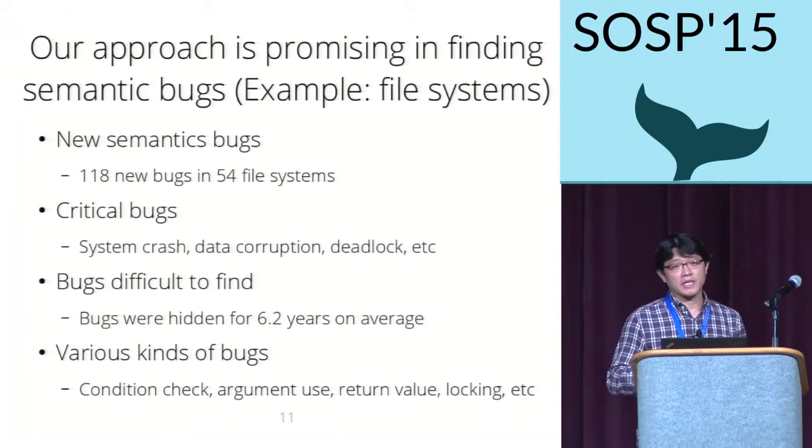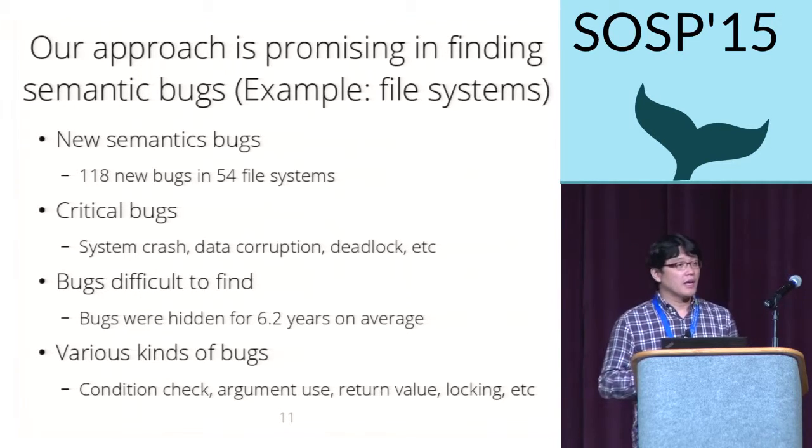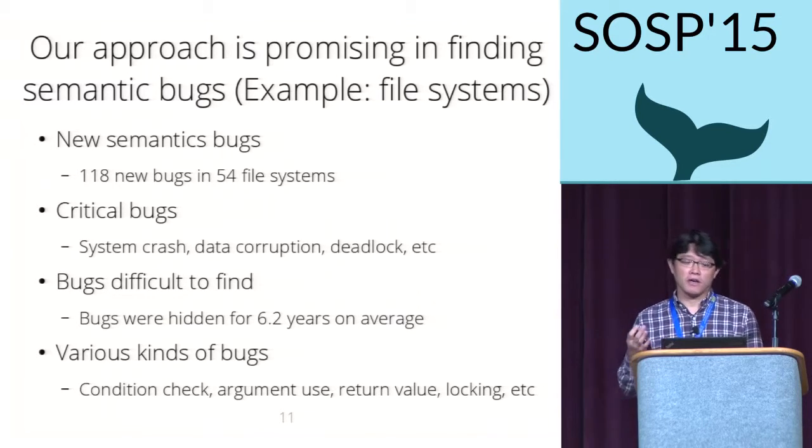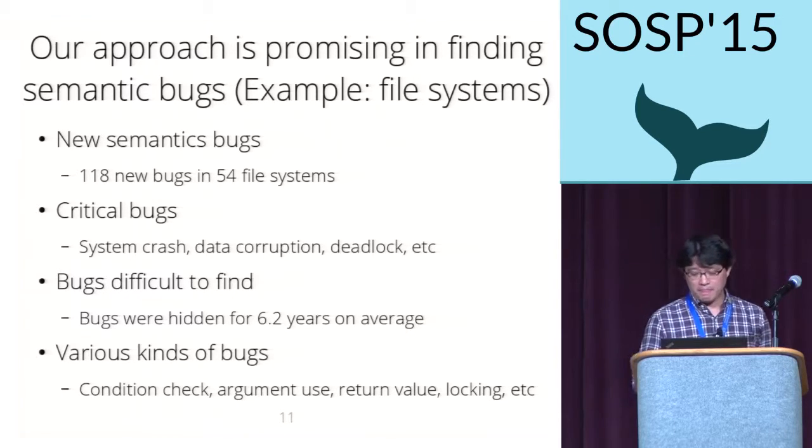We found 118 new semantic bugs in 54 Linux file systems, and the majority of the bugs we found are really critical. They can cause system crashes, user data corruption, and can cause a system deadlock. Many of the bugs are difficult to find, so they were hidden for over 6 years on average. Based on this intuition, we could find various types of semantic bugs, including incorrect condition checks, incorrect argument usage, incorrect return value handling, and locking rule violations.